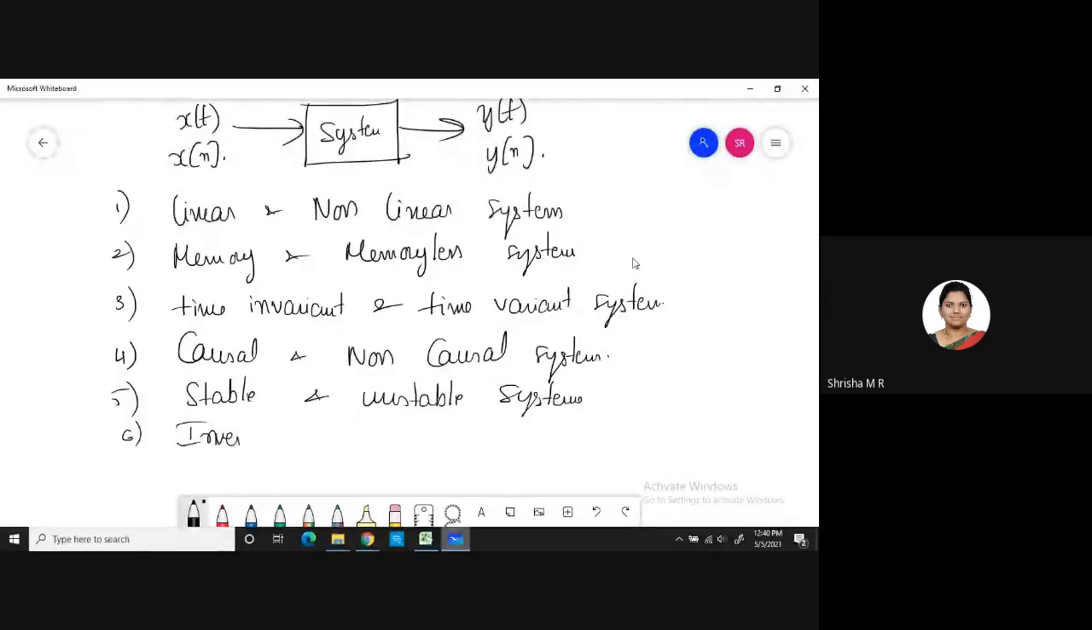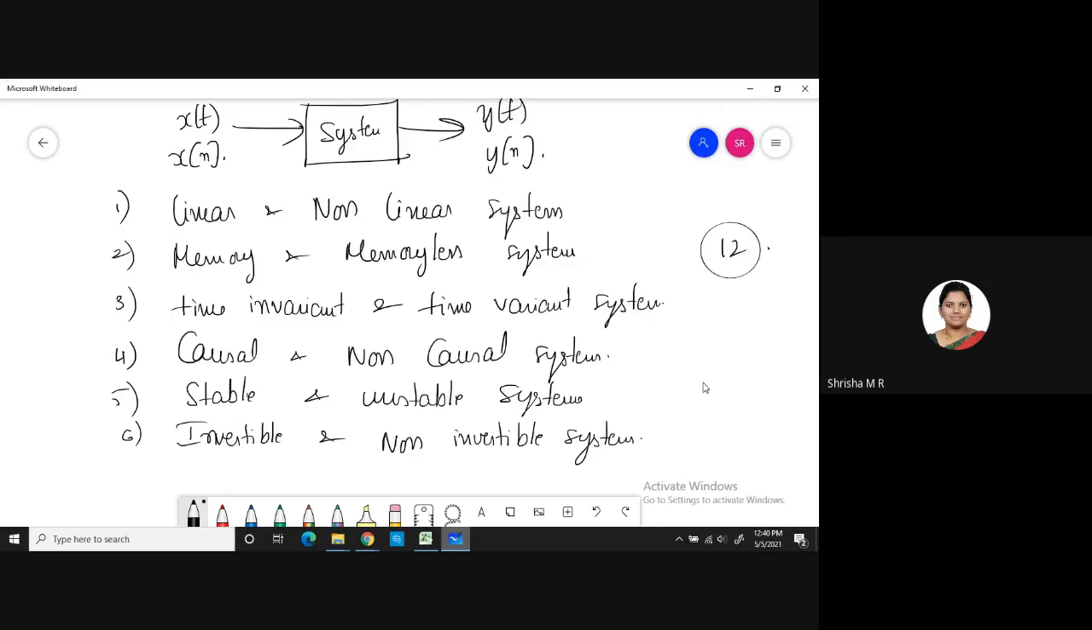We have invertible and non-invertible systems. So these are the different 12 types of systems. The definitions for these are easy, but finding the nature of the system is a little bit challenging. So we'll solve problems on every type of system so that it becomes easy for you. Whenever an equation is given to you, you can easily find out what type of system it is.